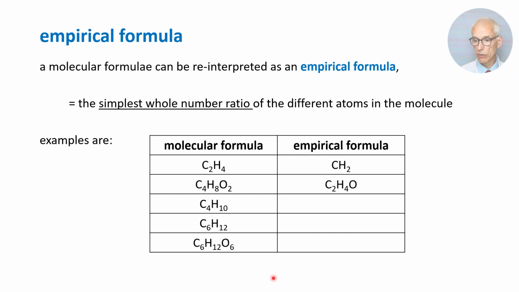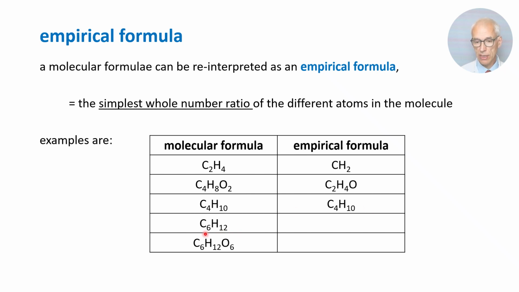Okay, so I hope you've done that. C4H10, well, I can't get a simpler number than that. The molecular formula and the empirical formula are the same. The ratio 4 to 10 can't be made any simpler using whole numbers.